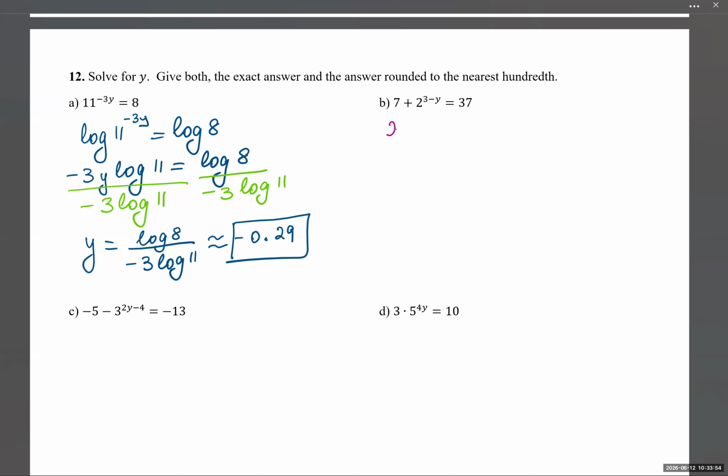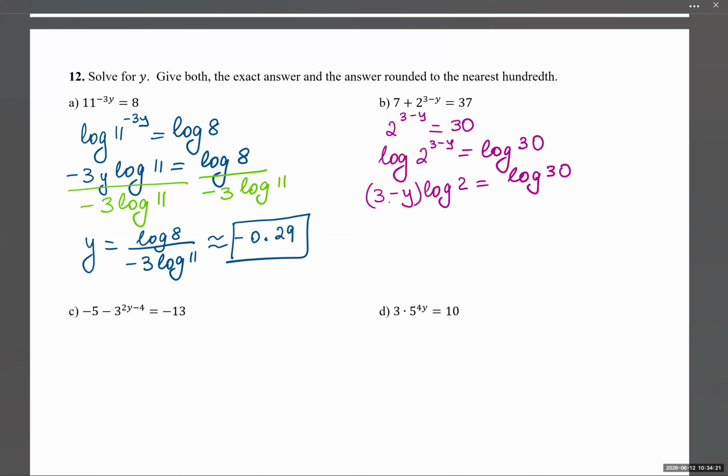both sides first. So this is 2 to the power 3 minus y equals 30. So now we have to take log base 10 of both sides. Now the exponent will go to the front of the log, 3 minus y in parentheses this time, times log base 10 of 2 equals log base 10 of 30. We need to divide by log base 10 of 2, so 3 minus y equals log base 10 of 30 over log base 10 of 2.